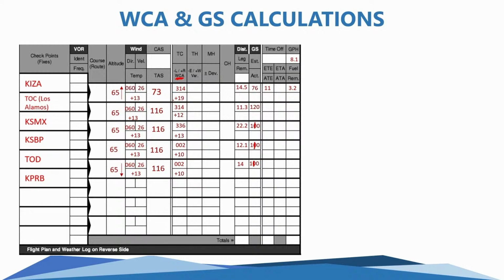And very simply, all you're going to do is take this number. We've got our true course, which is what we figured out using our aviation plotter. We have our wind correction angle of plus 19, and then just simple arithmetic here. So we're going to take 314 plus 19, and that gives us 333. And that computes our true heading. Same thing with the second line, 314 plus 12, and we get 326.